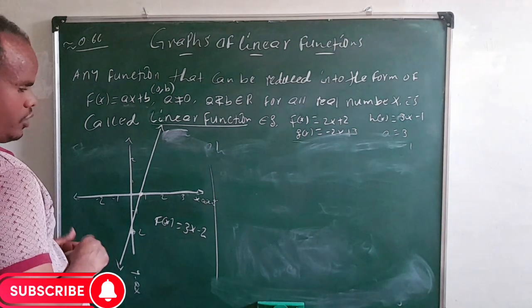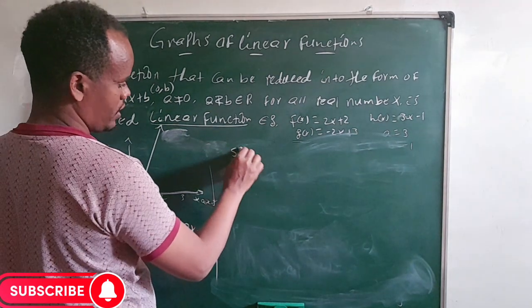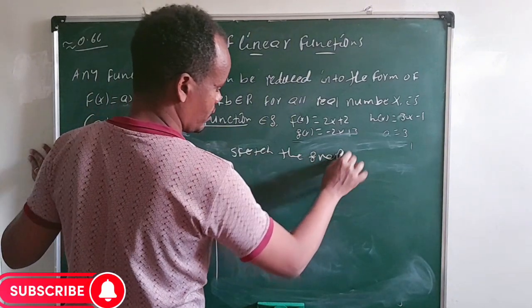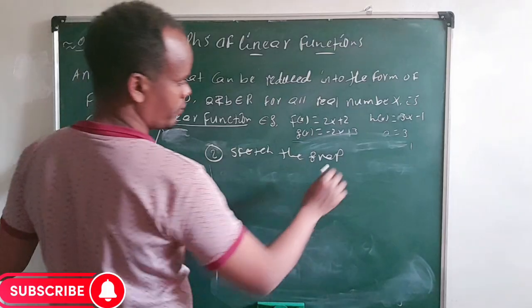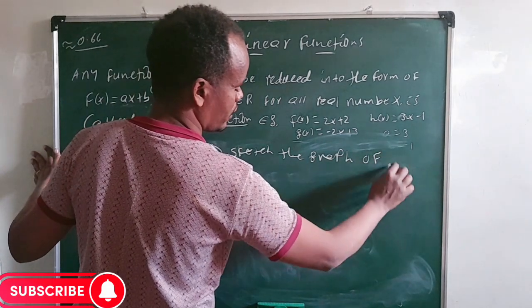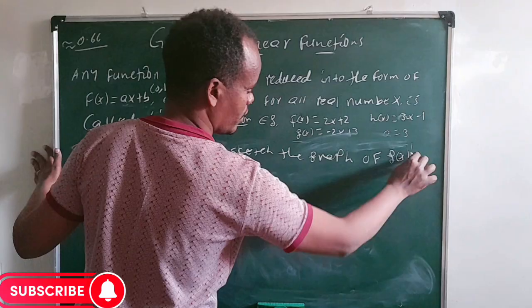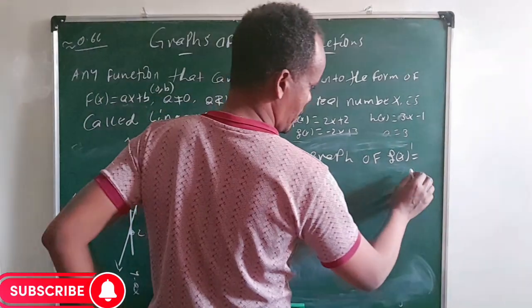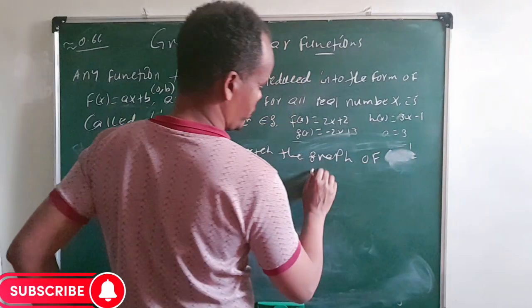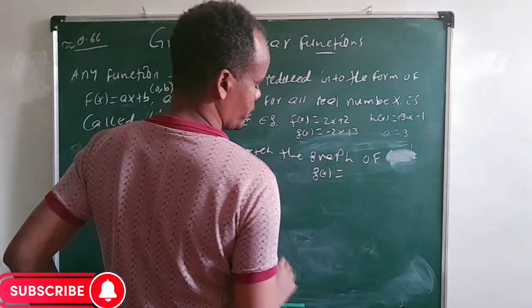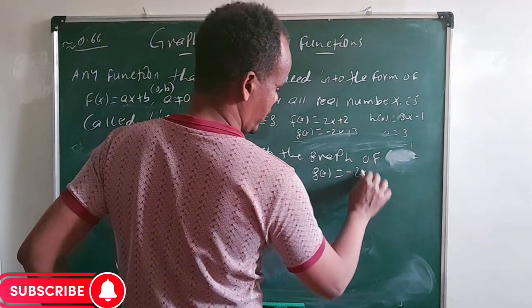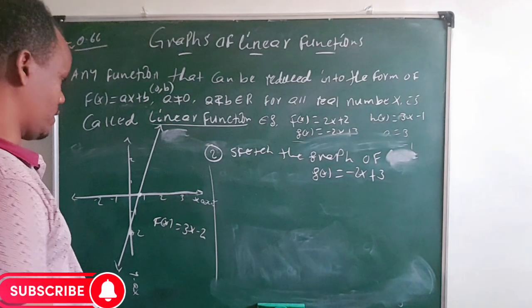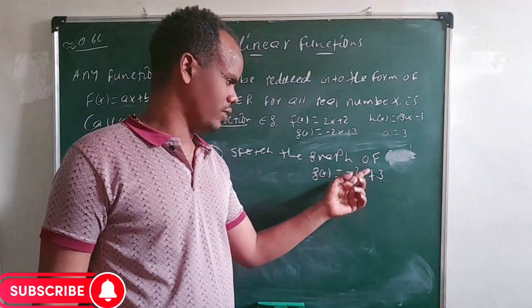the second one. Draw the graph, or sketch the graph. Number 2: sketch the graph of g(x) = -2x + 3. Minus 2x plus 3 is negative 2x plus 3.